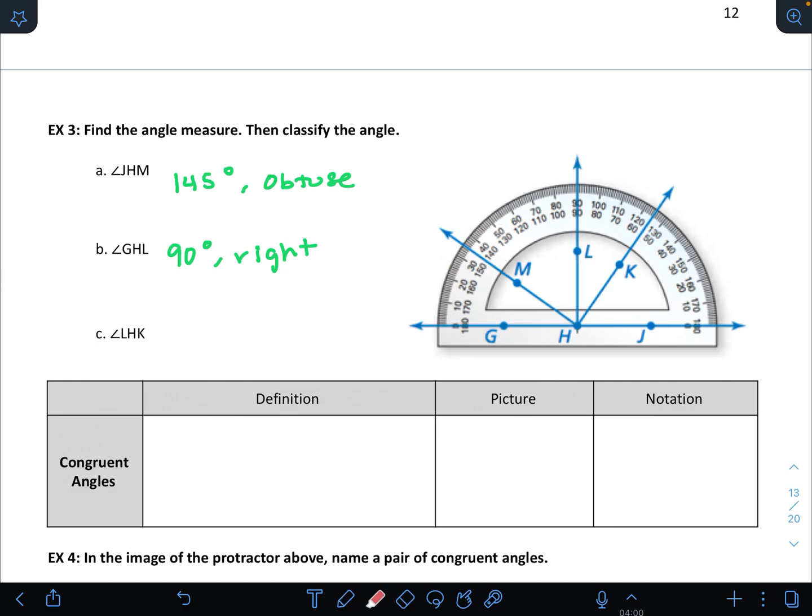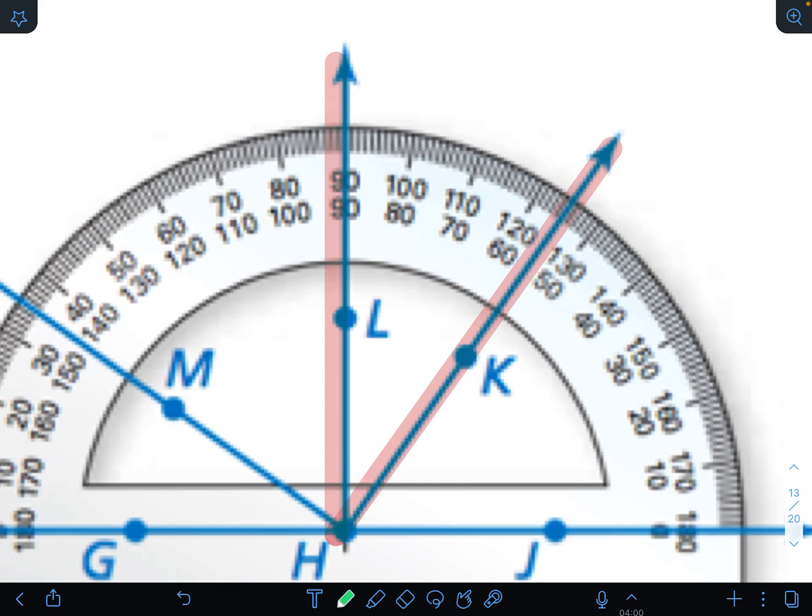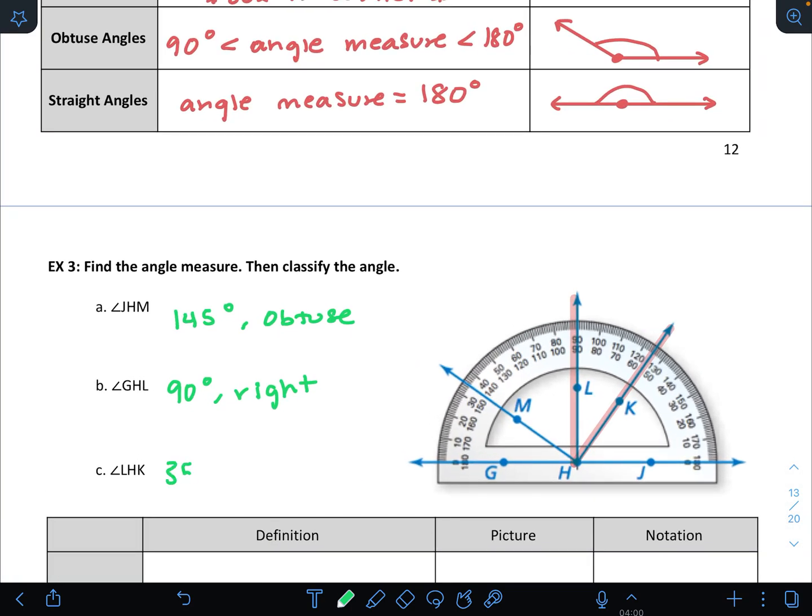Lastly, I want the measure of LHK. So that one's a little bit trickier. We can do this a variety of ways. We can either find this larger angle and then subtract the smaller angle from it, or we can count between those two numbers. So it looks like ray HL starts at 90, and it goes 10 degrees, 20 degrees, 30 degrees, 35 degrees. So I believe that is a 35-degree angle, which would be acute.